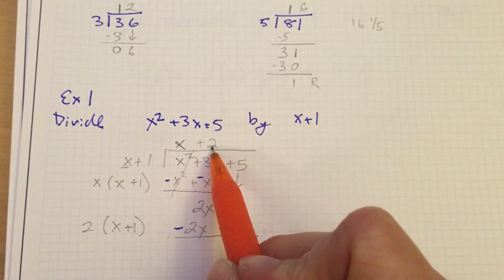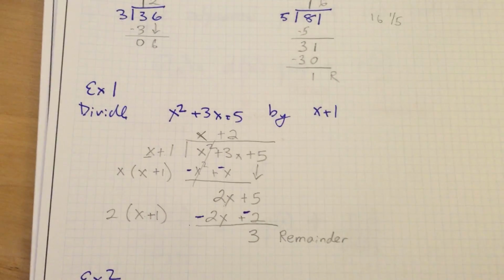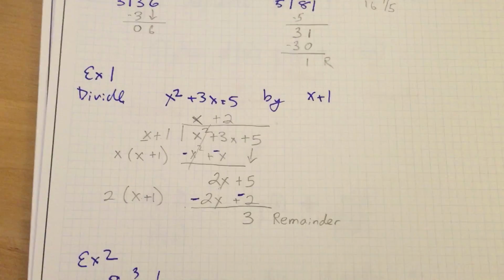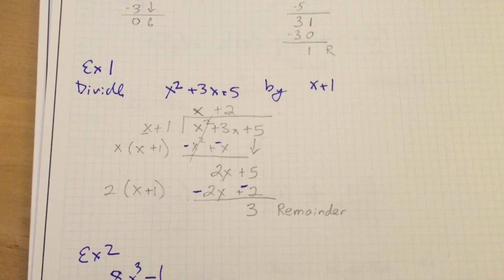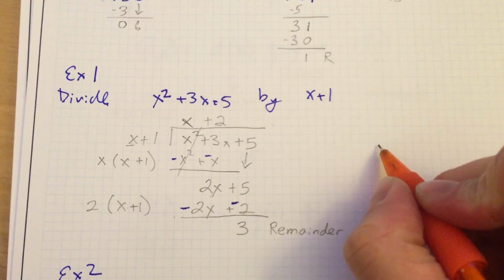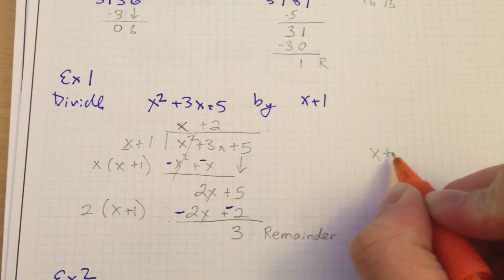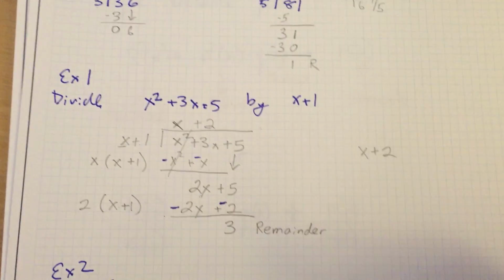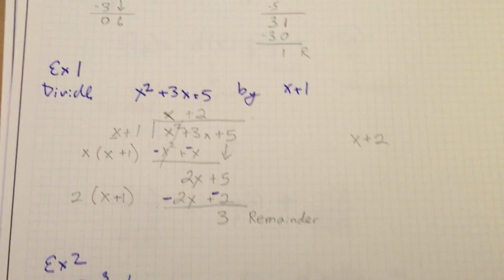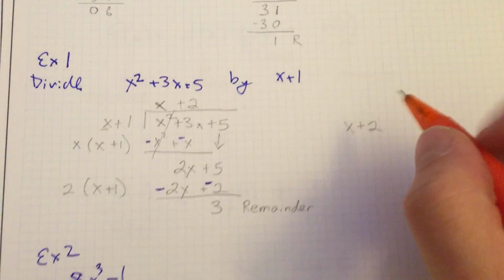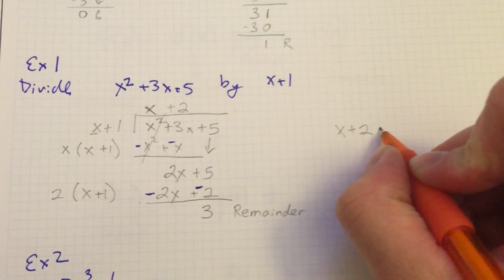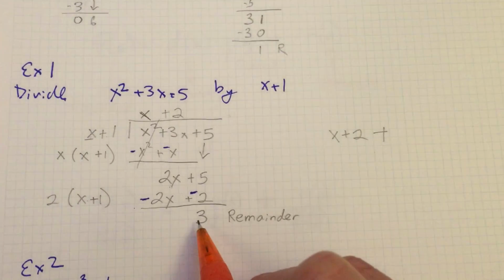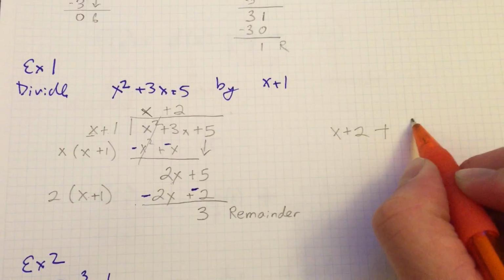Okay, this is the answer that I'm looking for, x plus 2. It's our figuring out how many times x plus 1 goes into this trinomial. So I'm going to start with x plus 2, which is our quotient, right? Which we'll identify on my next page. And then I want to add my remainder, right?